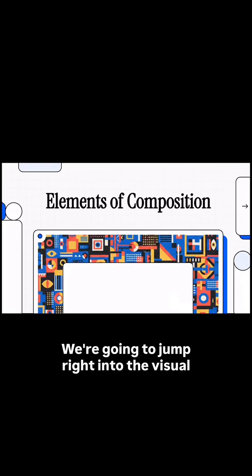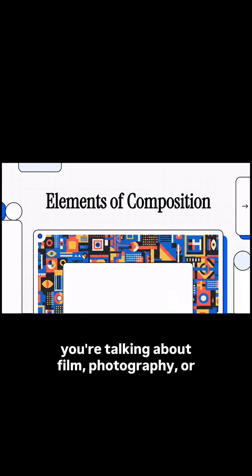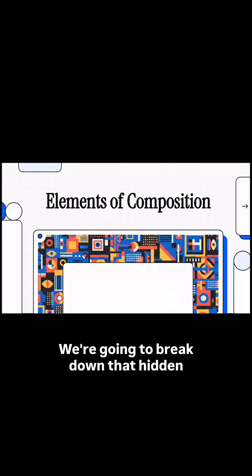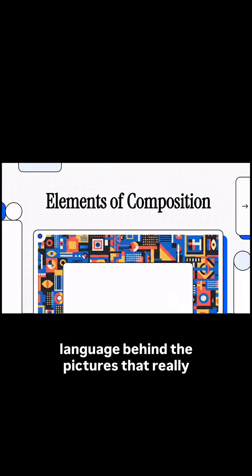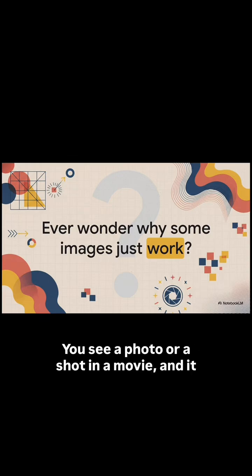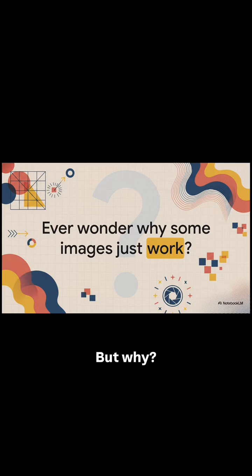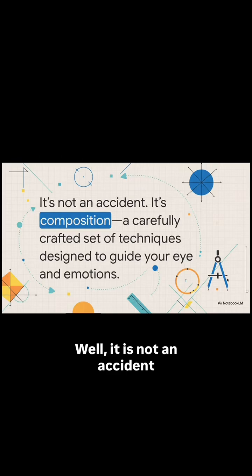Welcome. We're going to jump right into the visual principles that make great images, whether you're talking about film, photography, or art. We're going to break down that hidden language behind the pictures that really grab us. You know that feeling, right? You see a photo or a shot in a movie, and it just clicks. It feels balanced, it feels powerful, and it just pulls you right in. But why? Well, it is not an accident.